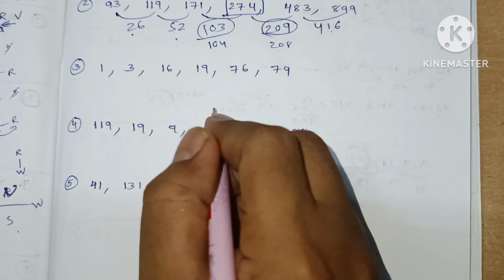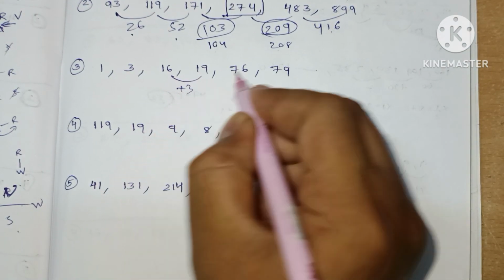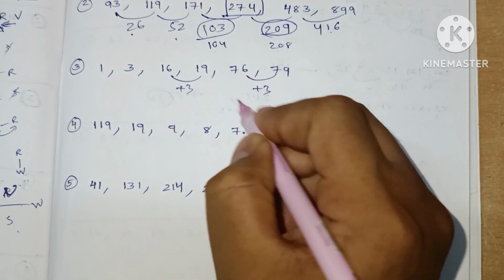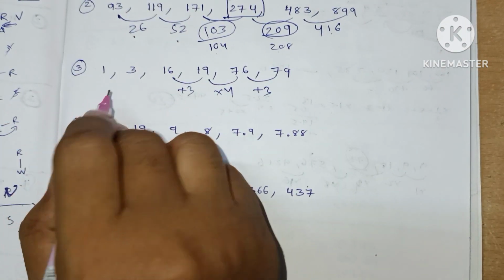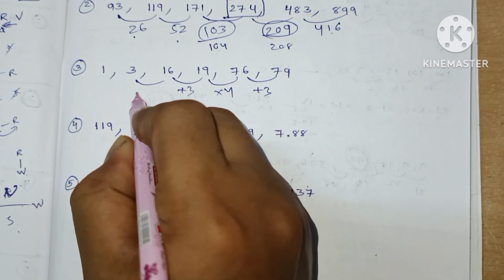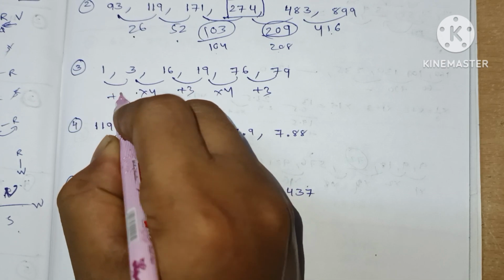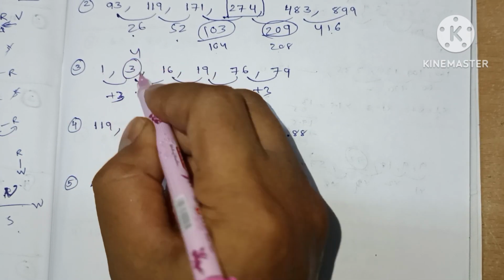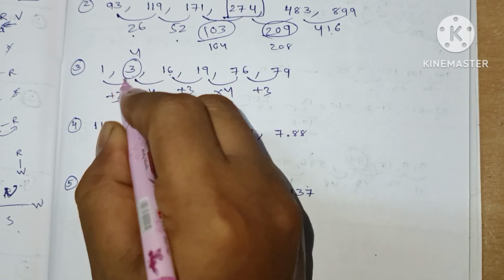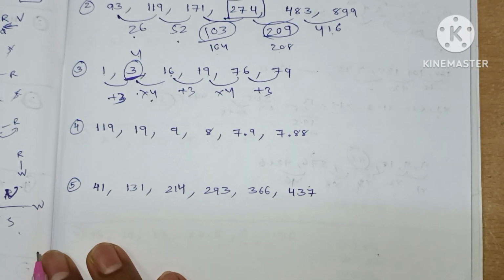Here it is plus 3 and it is plus 3. 19, 4 times is 76. So it must be into 4 times and it must be plus 3. So 1 plus 3 must be 4, not 3. 4 times will be 16. So our wrong number is 3. Next.